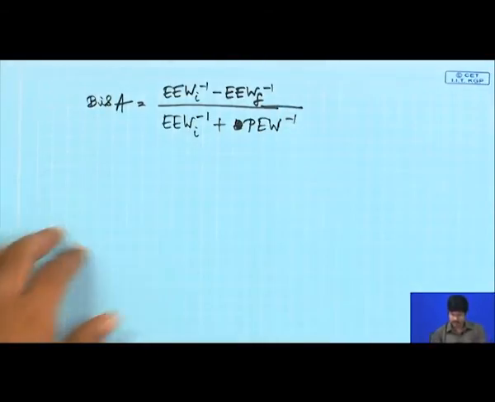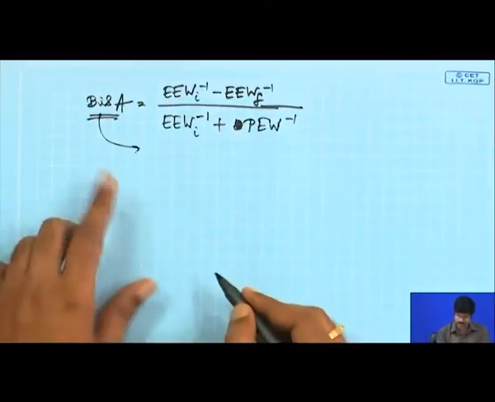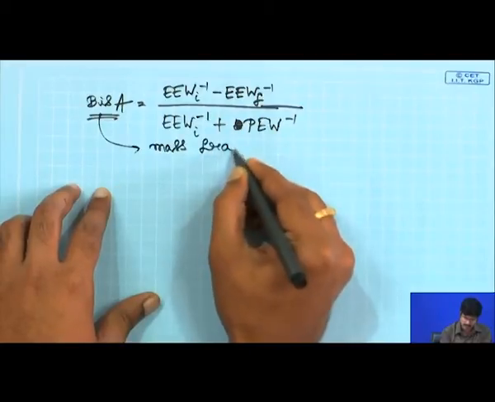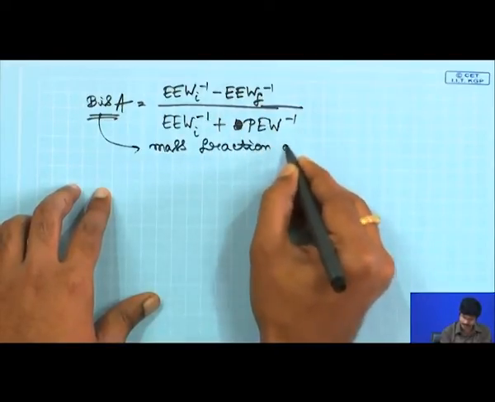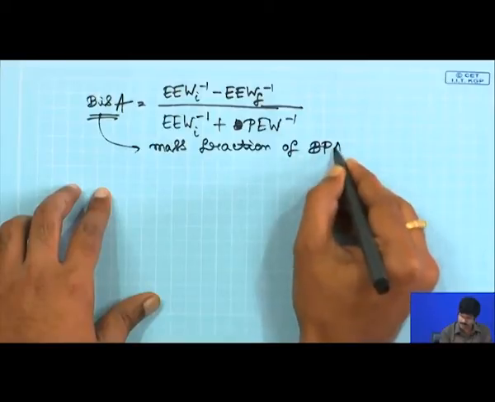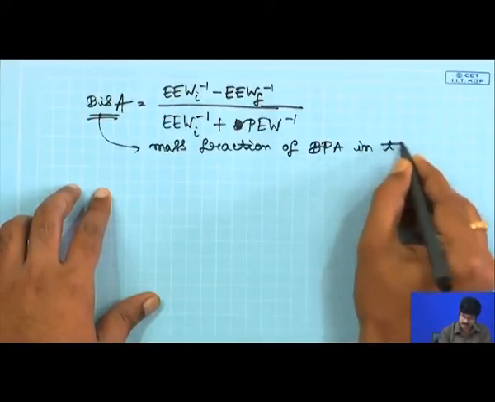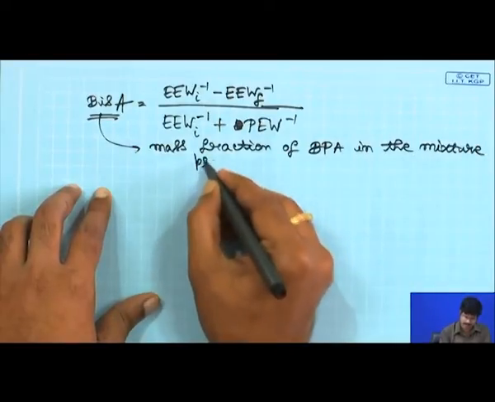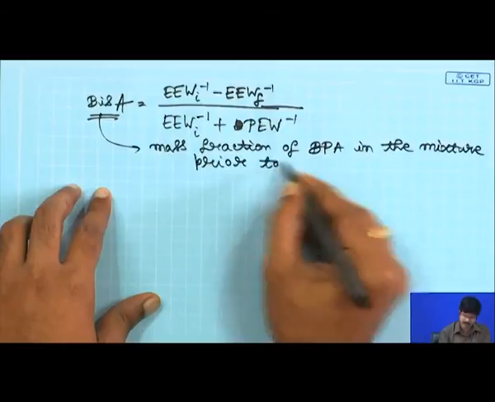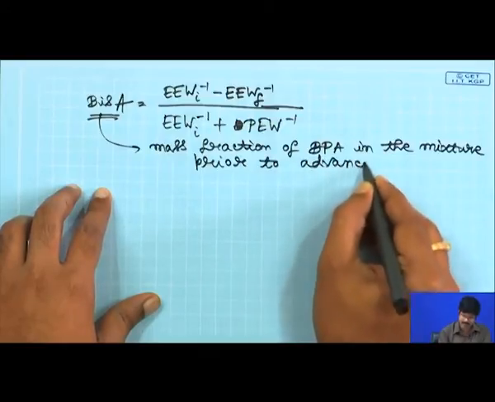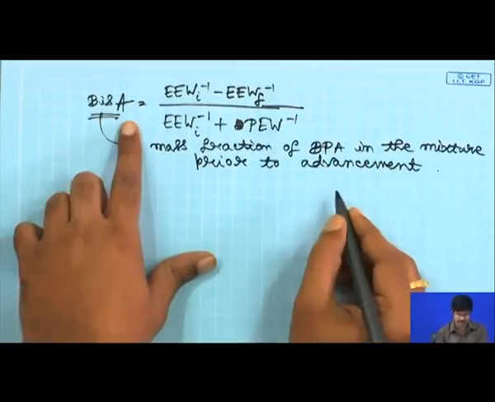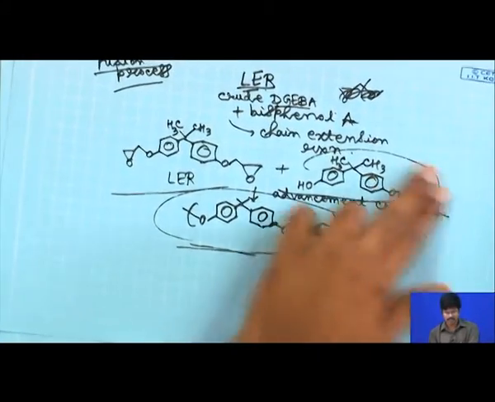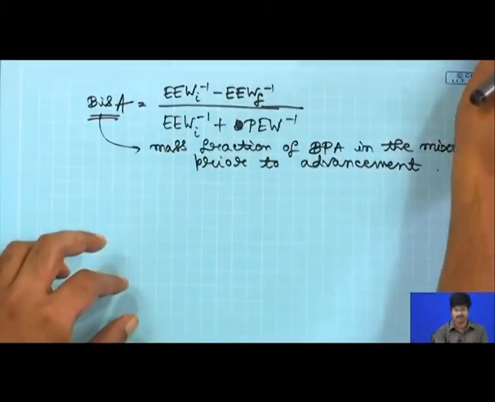This is the formula, where this bis A actually tells you the mass fraction of bisphenol A in the mixture prior to advancement. So, before the reaction occurs, this much amount you have to take. Before the reaction of liquid epoxy resin occurs with the bisphenol A. So, this tells you how much of bisphenol A you have to take for the reaction. All right.